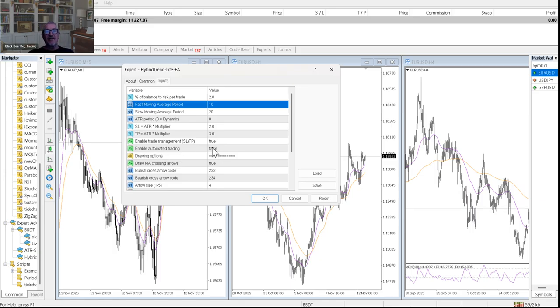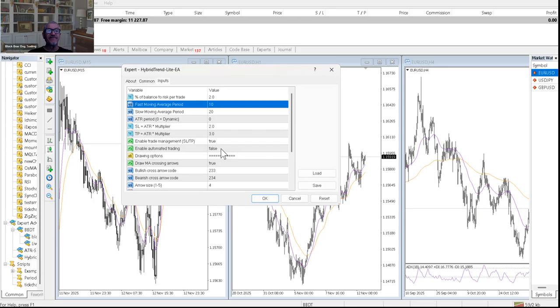Enable automated trading is set to false. If you set this to true, this system will completely operate on autopilot. It will determine whether or not there is a signal, buy or sell, and it will then enter that signal, buy or sell, based on its own determined conditions. Until you're familiar with how this operates, I highly suggest you leave it at false.